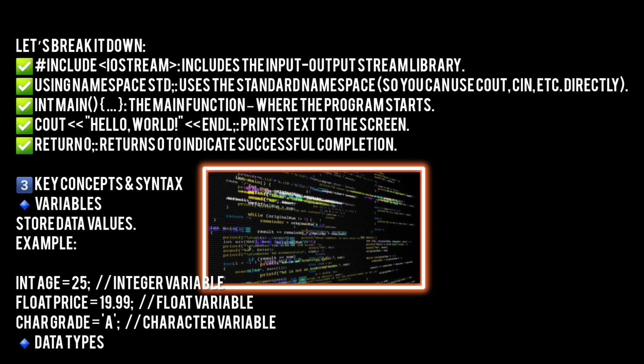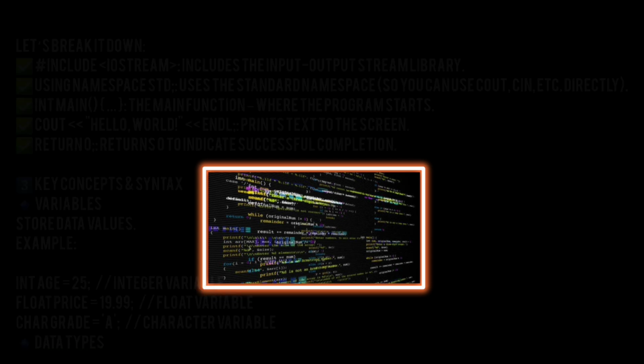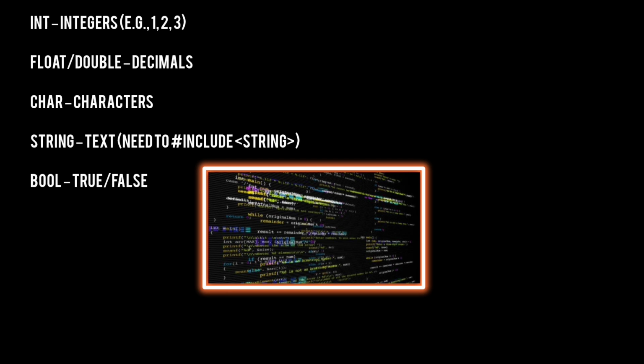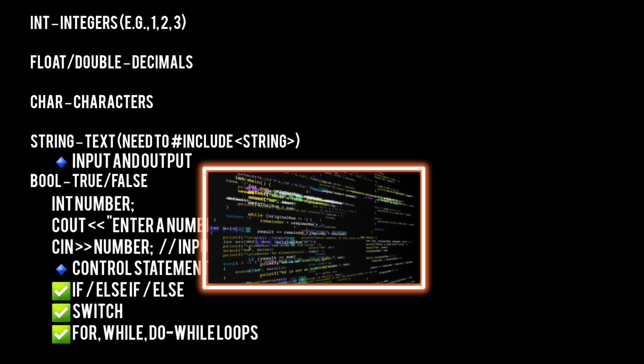3. Key concepts and syntax. Variables store data values. Example: int age = 25; integer variable. float price = 19.99; float variable. char grade = 'A'; character variable. Data types: int, integers, e.g. 1, 2, 3. float and double, decimals. char, character. string, text, need to include <string>. bool, true or false.